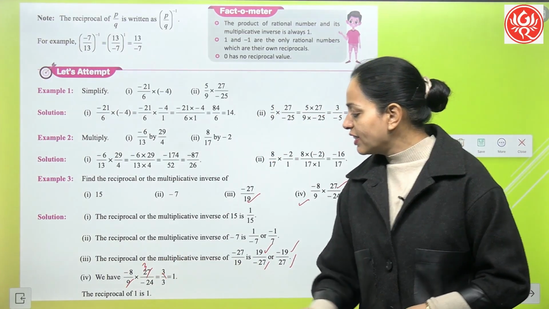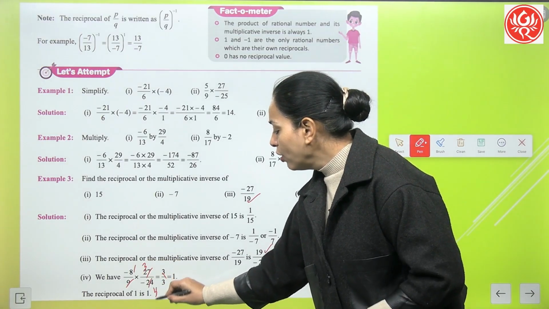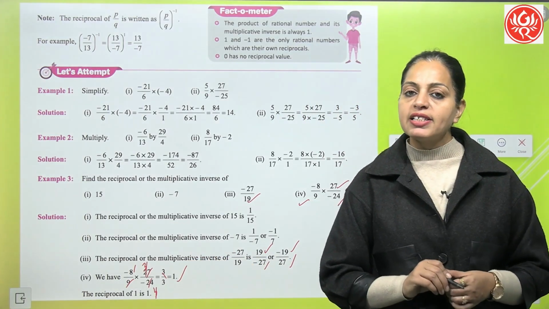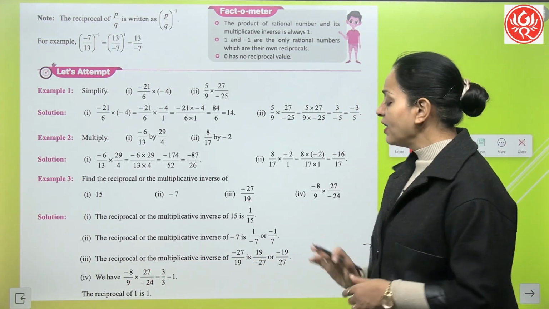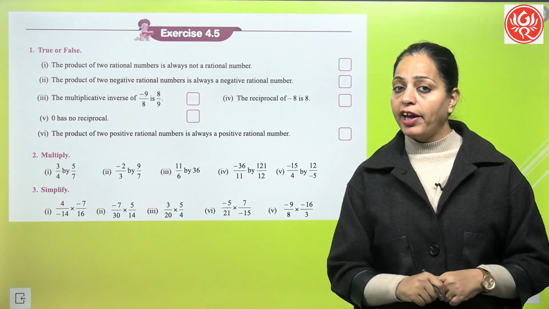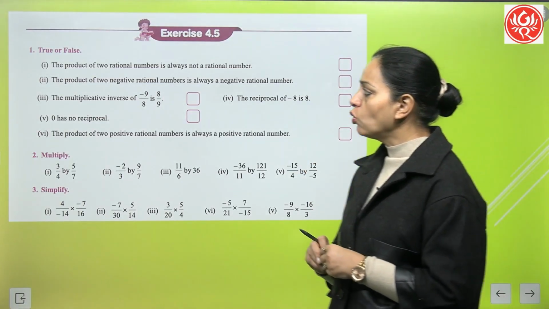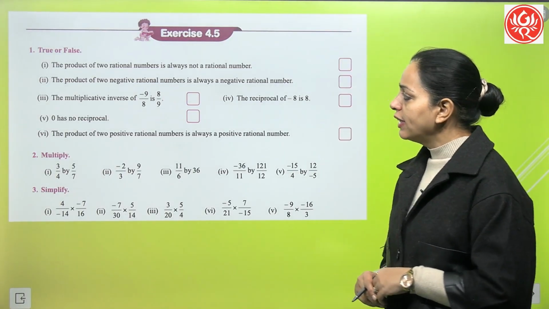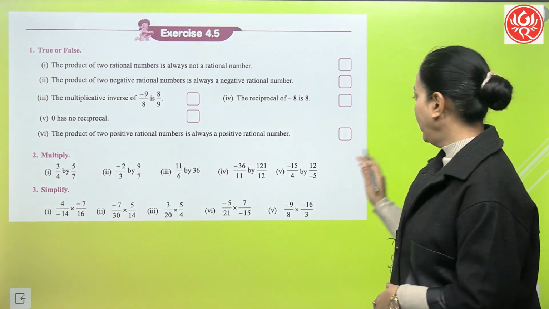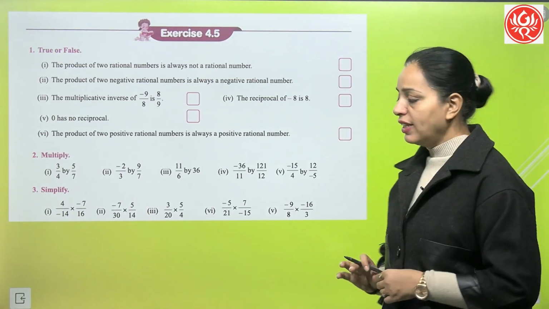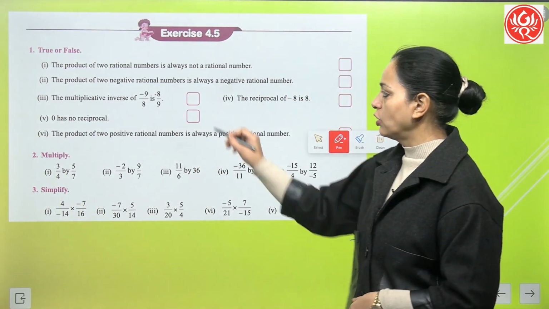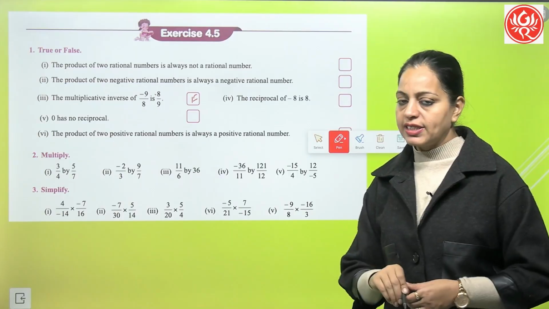9 3s are 27, 8 3s are 24, 3 3 cancel and minus minus it becomes plus 1. So its reciprocal is 1 only, right? Now exercise 4.5 based on such type of example. See question number 1, true or false. Like see the third part, the multiplicative inverse of minus 9 upon 8 is 8 upon 9. Is it true? No, it should be minus 8 upon 9. So this statement is false, right?